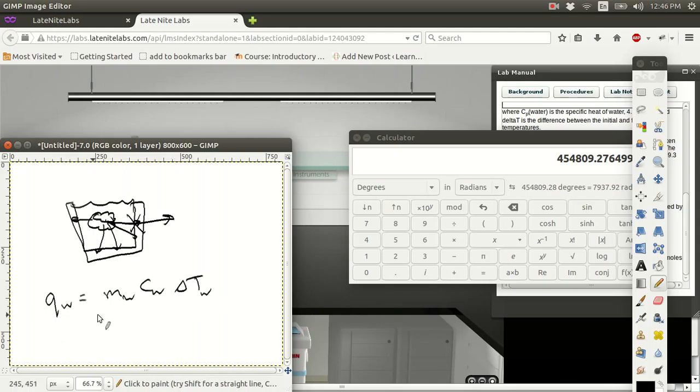Now, if you added to that the Q of the calorimeter, it could make your result more accurate. Now I say could, and I'll explain that in a moment. So that would be the Q total. Let me rewrite that. Sorry about that.